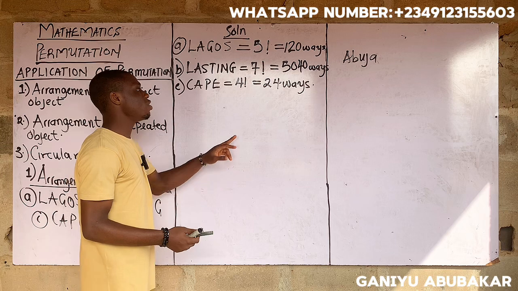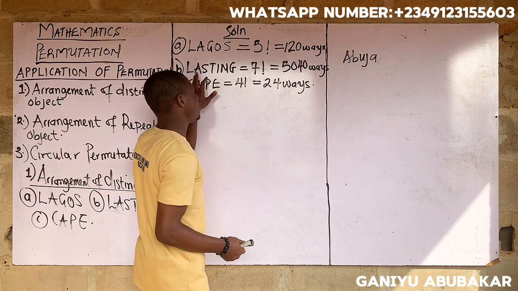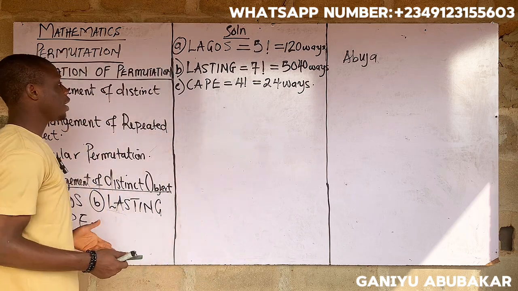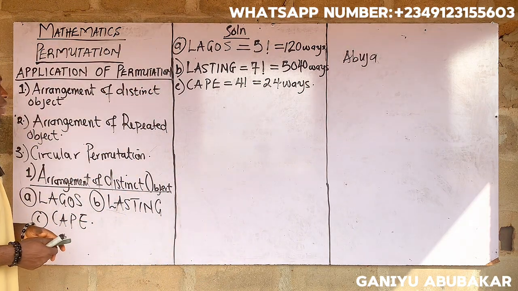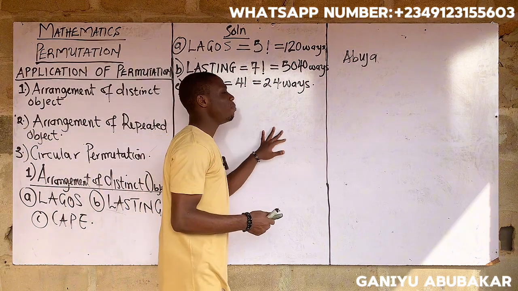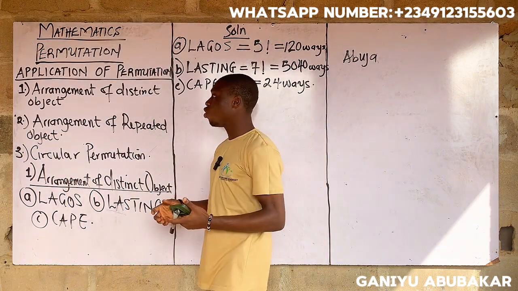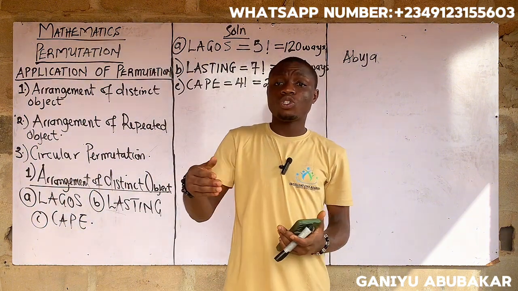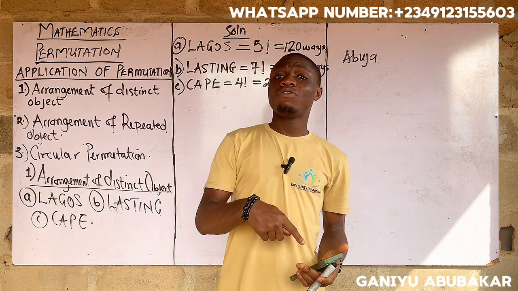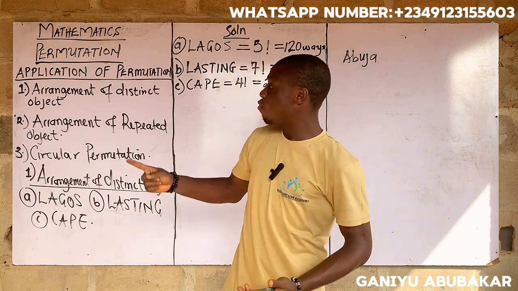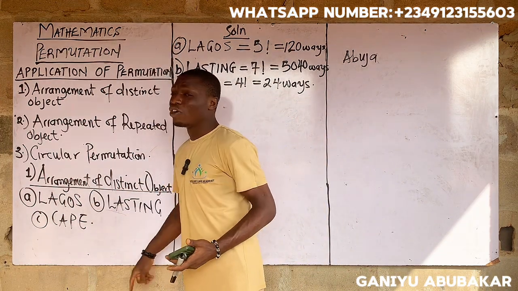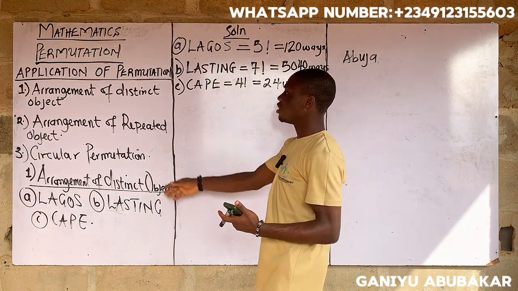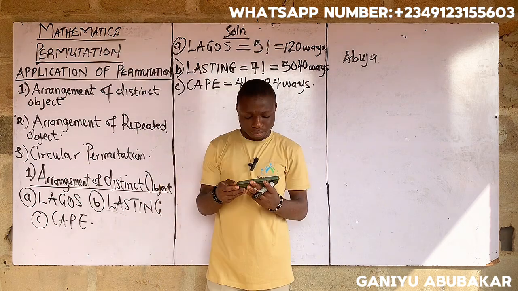So the question says, in how many ways can the word be arranged? Lagos can be arranged 120 ways. Latin, that's 5040 ways. Cape, that's 24 ways. This becomes how to solve problems under the first application called the arrangement of distinct objects. So when I see a question, I should know that this question is under arrangement of repeated objects or distinct objects. For distinct objects, the objects are not repeated. That becomes your task. Let's take one more question under application of distinct objects, then move to the second application.